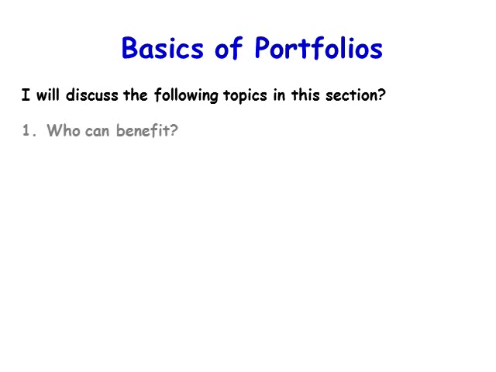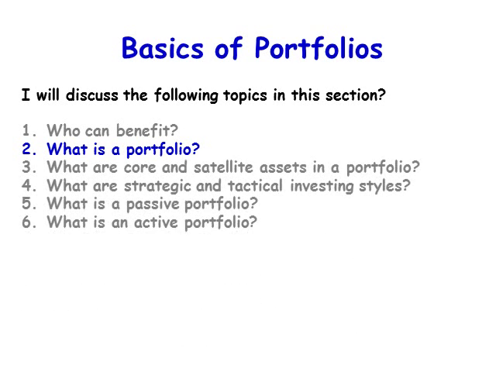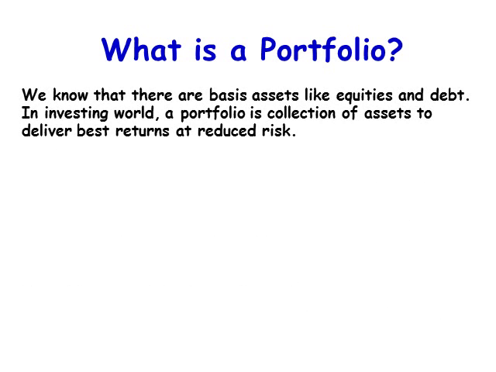Now, we already talked about who can benefit. In this section we will see what a portfolio is. We know that there are basic assets like equities and debt, and there are also alternate assets too. In the investing world, a portfolio is a collection of assets to deliver the best returns at a reduced risk. We are trying to design a portfolio to deliver the best returns at the least risk, as measured by standard deviation.